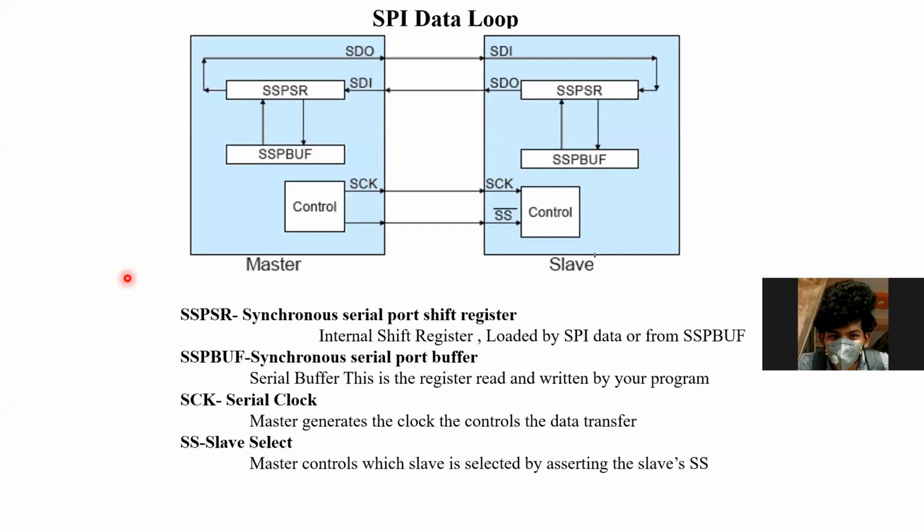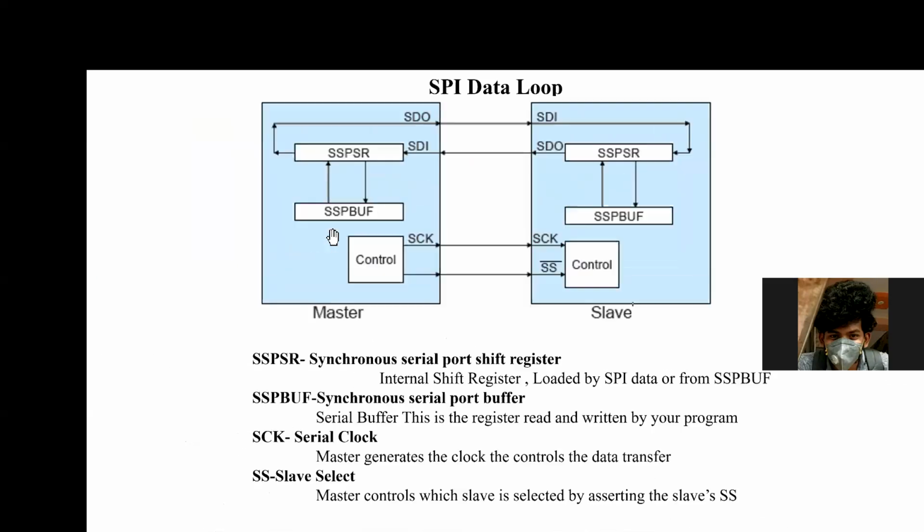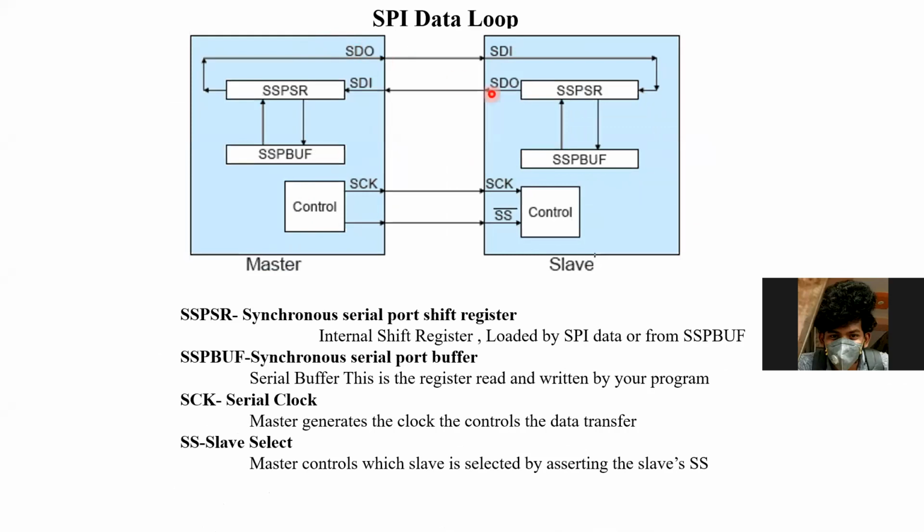Okay, SPI data loop. How does it work? You all understand: master out, slave in, master in, slave out, whatever it may be. Everything has to be registered in some shift register. That's why MSB must be first while the master sends, and LSB first while the slave sends. So you all understand it has a loop. Can you understand or not? Serial data out and serial data in. Data out means master to slave.